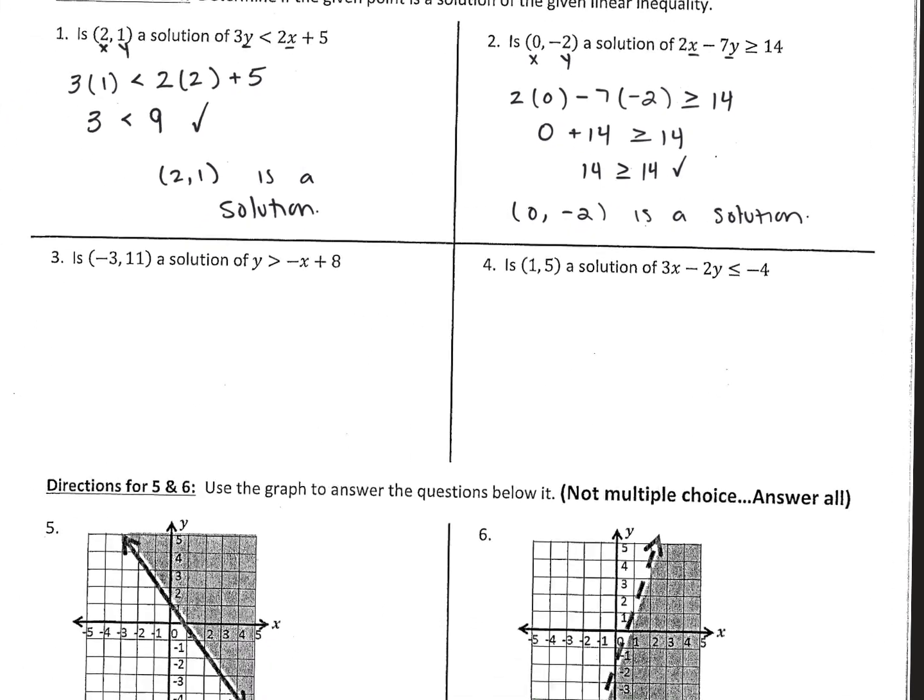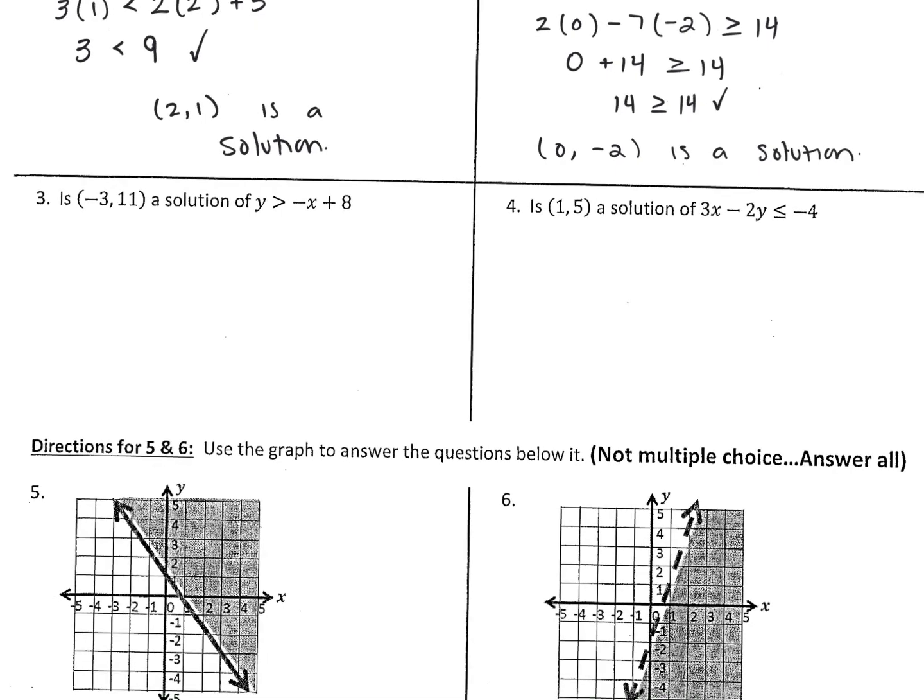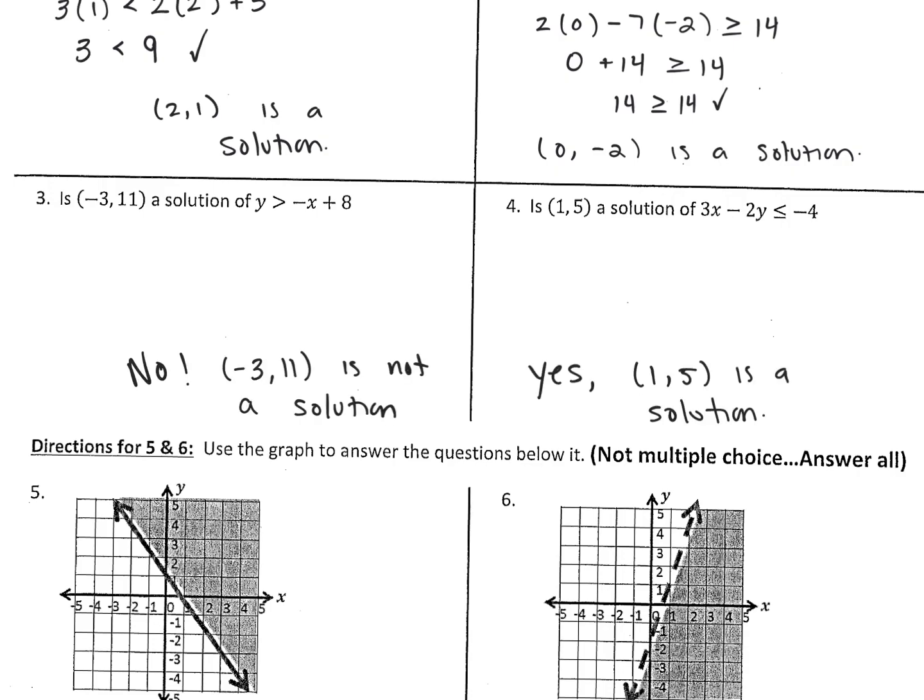Try number 3 and number 4, pause the video, take a minute, try these out on your own, and then come back and check your answers. All right, for these last two, in number 3, negative 3 comma 11 is not a solution to that inequality. And in number 4, 1 comma 5 is a solution to that inequality.